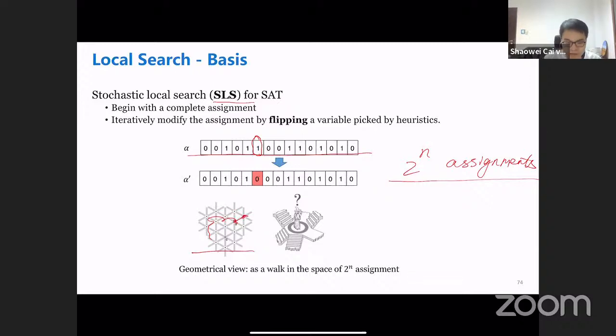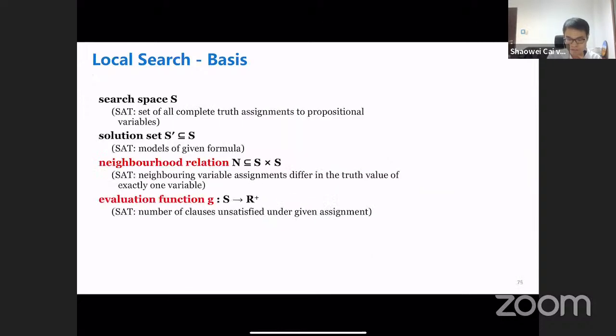The word local comes from the fact that this kind of algorithm can only see a local viewpoint. If it sits at the current point, it can only know the information of its neighbors, and it will forget where it has visited. These are the basic concepts of local search.